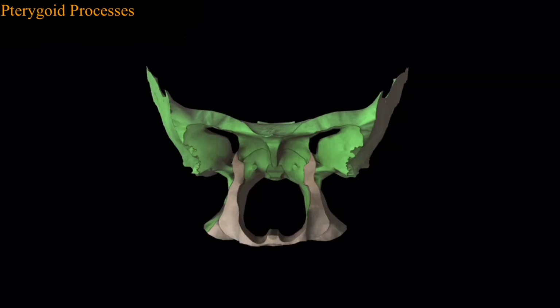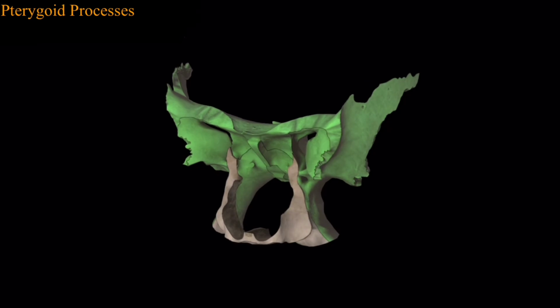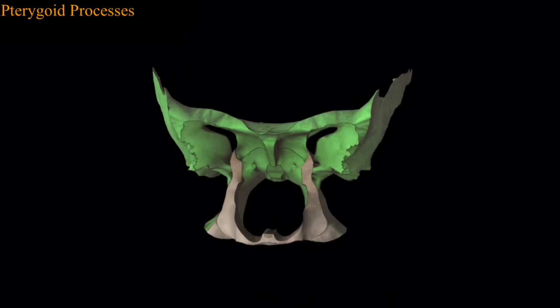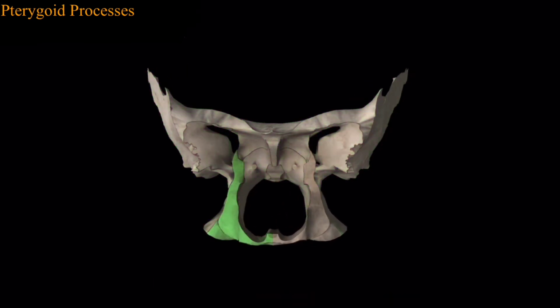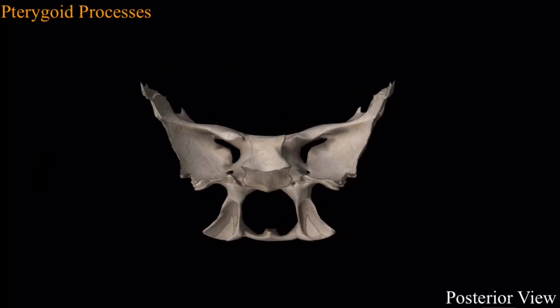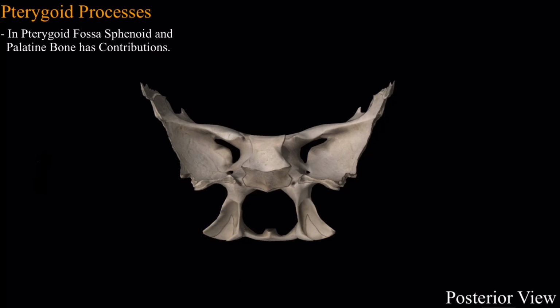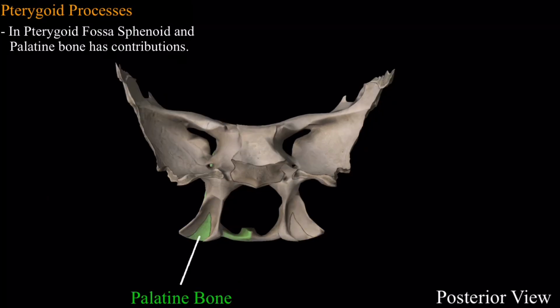This green is the sphenoid bone. This is the lateral pterygoid plate, while this is the medial pterygoid plate. And between these two, the pterygoid fissure is filled by the palatine bone. Now when you see the posterior view, then it is clear that in the pterygoid fossa, the palatine bone has also contribution. This green is the palatine bone contributing to the pterygoid fossa.